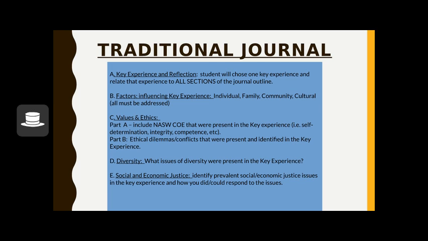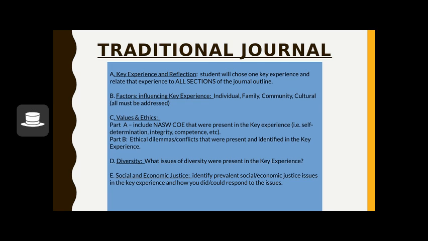So for 3 of the journals that are traditional journals, Journal 1, Journal 3, and Journal 5 will be your traditional journals where the student will choose one specific key experience, one thing that they did, one group session, one individual session, one meeting that they went to in the community, the advocacy day that they went to, one specific thing that they did. And then they are going to apply each of these sections to that one key experience.